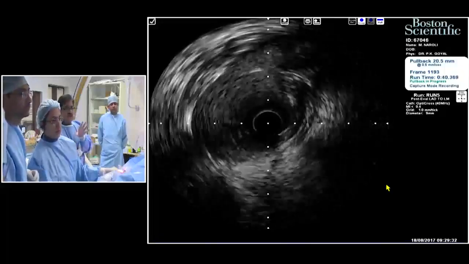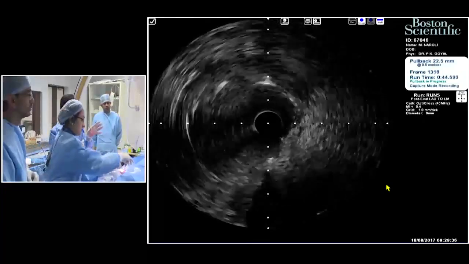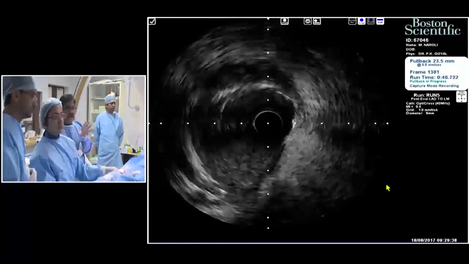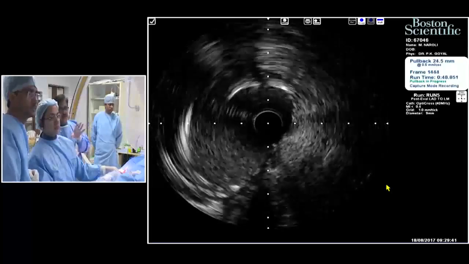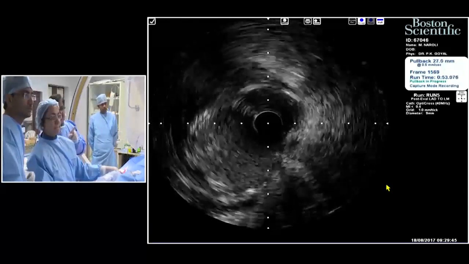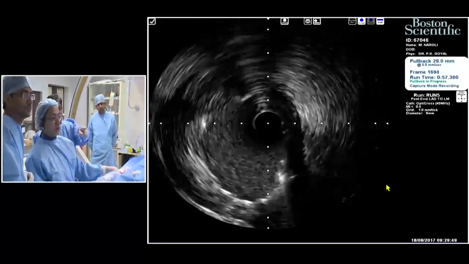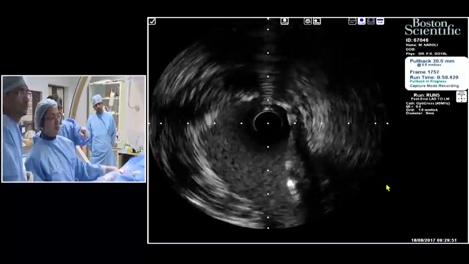So the size looks okay. It is apposed. As I come more proximally, again the size is okay, which was looking smaller earlier. So it's a little oblong in shape, but that's not an issue. And that's the LCX ostium, that's okay. Definitely looks better expanded.